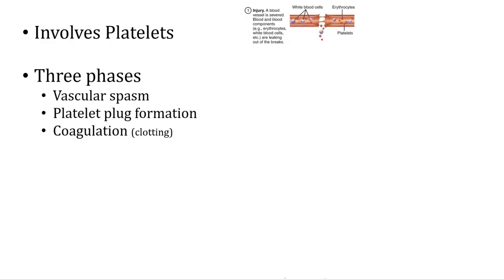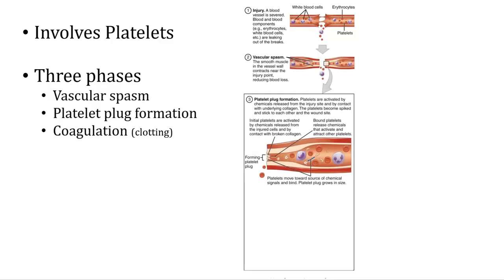There's the vascular spasm, the platelet plug formation, and coagulation. And here's a picture of them. Just generally, you don't have to know this to any intense level of detail, but basically the first thing is the vascular spasm. Vascular means a blood vessel. Spasm means contraction of the muscle.